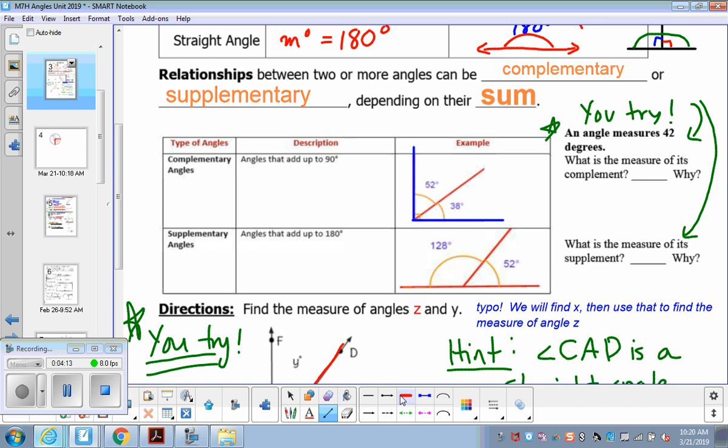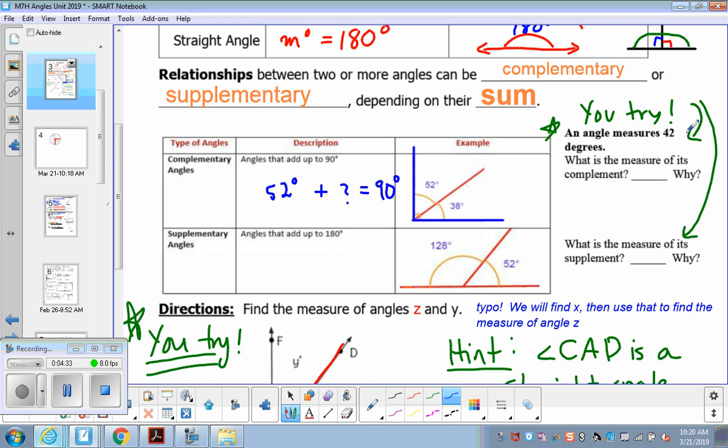So if I give you that something is 52 degrees, and I ask you what is its complement, all I'm literally asking is what number plus the 52 equals 90. And our answer in this case, the complement to 52, would be this 38 degrees.